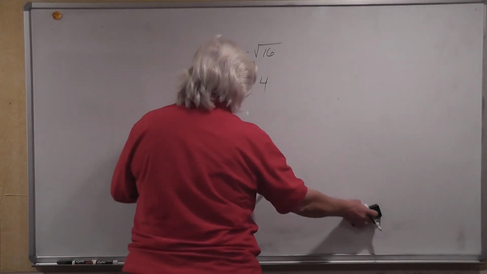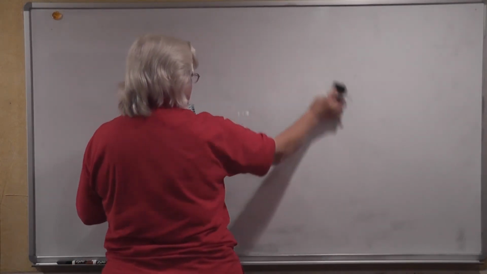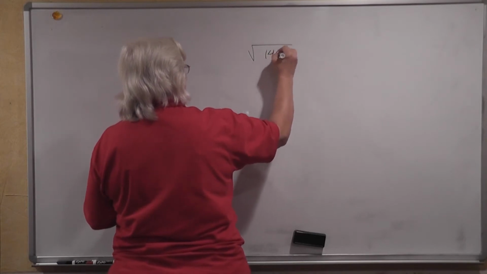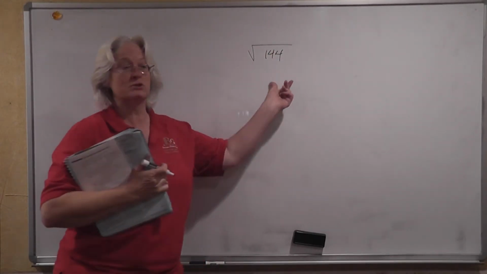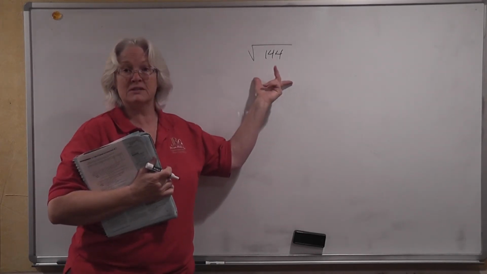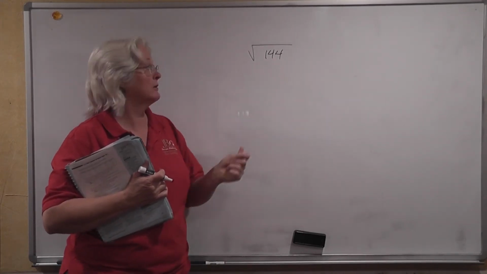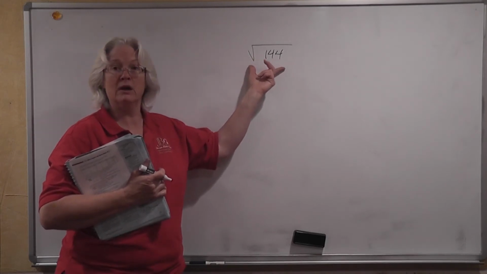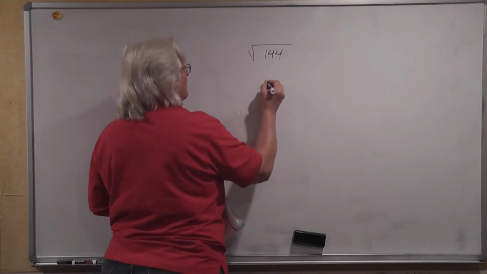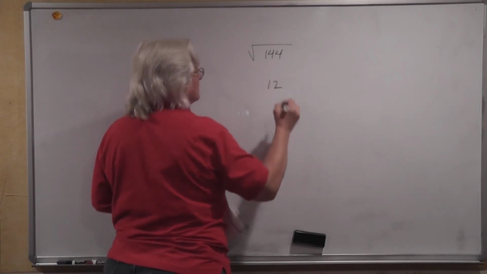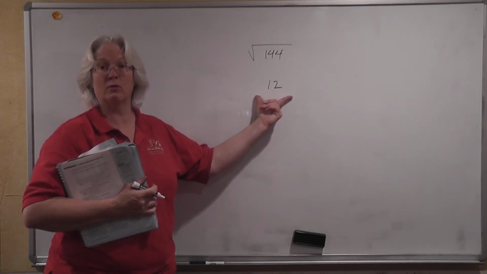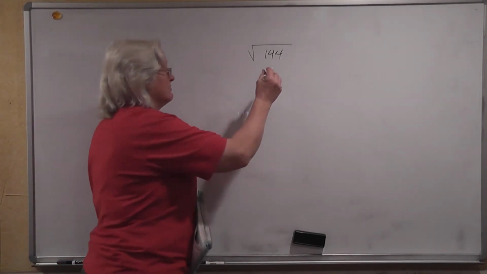What if they're asking, this is problem number 7, they're asking for the square root of 144. Now they told you the square root can be positive or negative, but they don't want you to show the negative square root here. They just want you to say what positive number multiplied by itself gives us 144. 12 times 12 is 144. That's all there is involved in this.